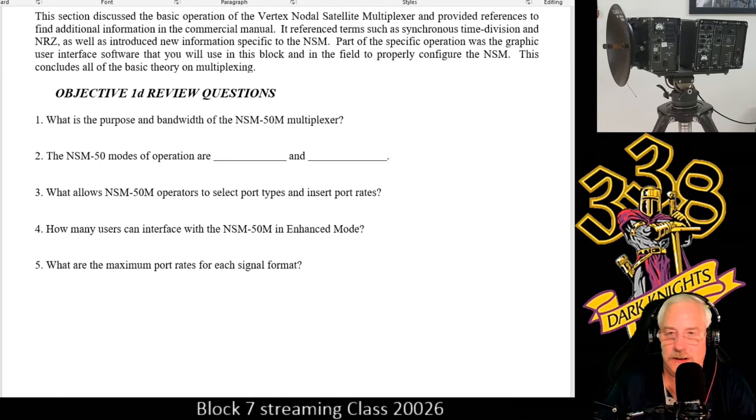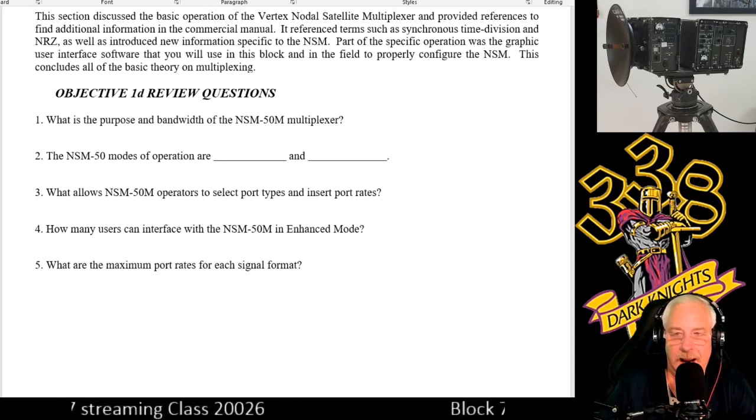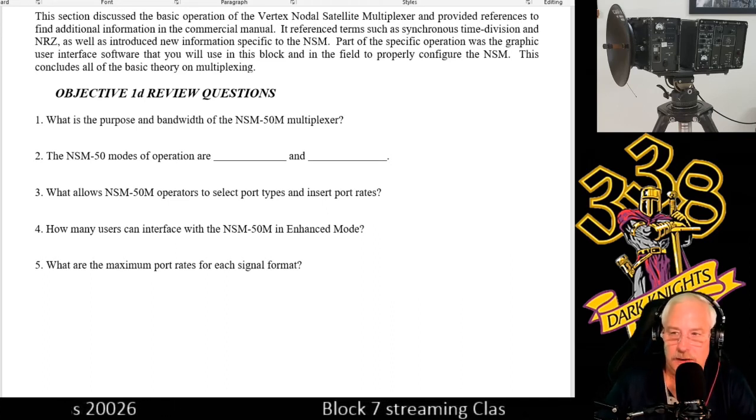Number 2 is legacy and enhanced. Number 3 is the laptop graphical user interface, better known as GUI, G-U-I. Number 4 is 12. Number 5 is NRZ is equal to 8448 kbps. CDI is 4608 kbps. T1E1 is 2848 kbps. And HSSI is 52 megabits per second.